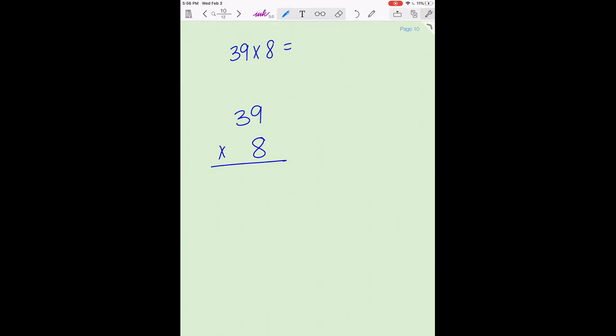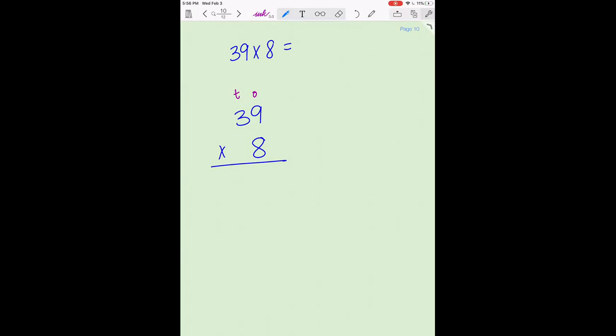So I'm going to label my ones and my tens. If you feel like you're really good at place value and you know your place value, you don't have to label it. If you still struggle with place value, just do yourself a favor here and label it really quickly.